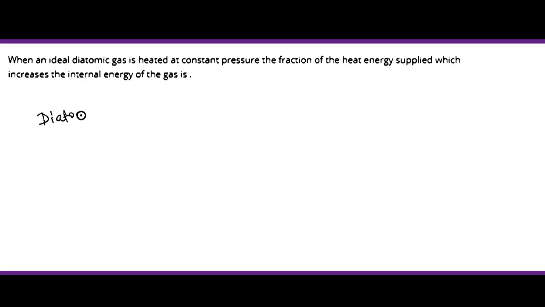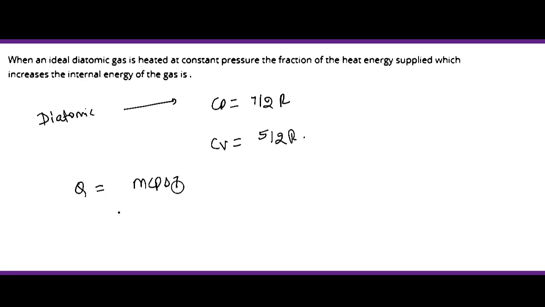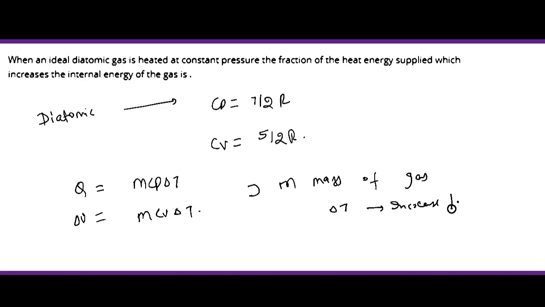गैस इज डायटोमिक, मतलब इसका Cp होगा 7/2 R और Cv होगा 5/2 R. टोटल हीट एनर्जी सप्लाइड क्या होगा, mCp डेल्टा T. इंक्रीज इन इंटरनल एनर्जी होगा mCv डेल्टा T for m mass of gas. डेल्टा T है इंक्रीज इन टेम्परेचर.